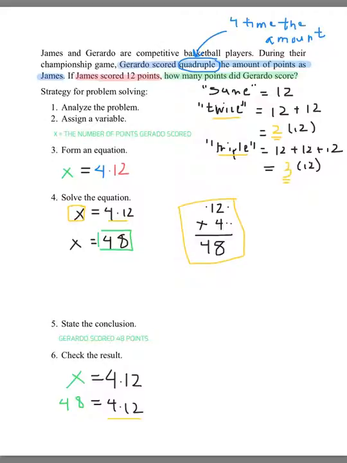Again, we still have the 48 on the left-hand side. And now on the right-hand side, we also have a 48. So the question you always want to ask yourself is the left-hand side equal to the right-hand side? In this case, 48 is equal to 48. So our solution is correct.